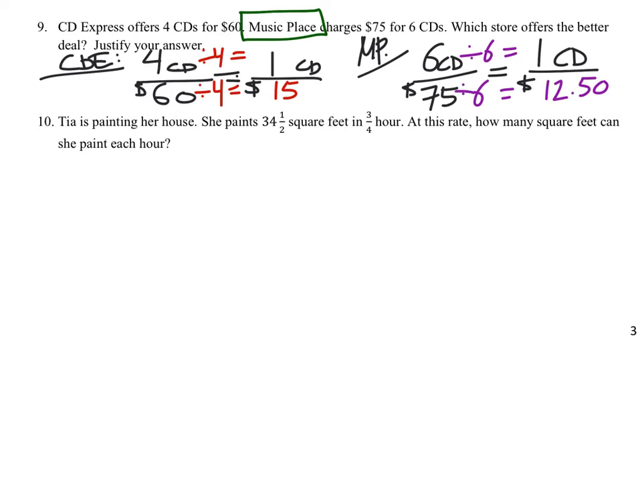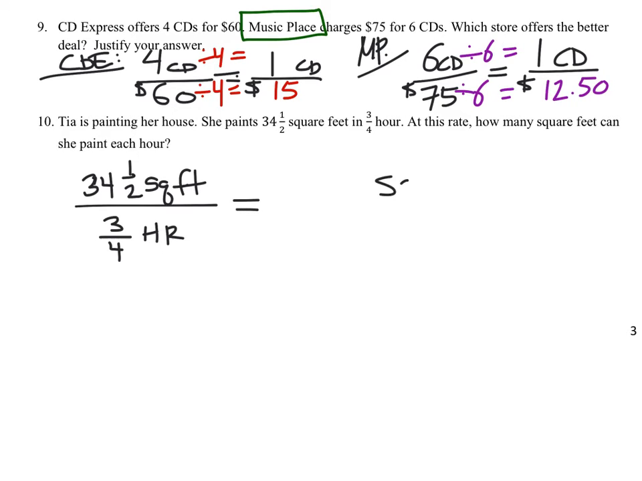Let's look at number 10 then. Tia is painting her house. She painted 34.5 square feet in 3/4 hours. At this rate, how many square feet can she paint in 1 hour? So each hour. So let's go ahead and compare these. We've got 34 and 1.5 square feet for every 3/4 of an hour. And we want to compare this. How many square feet can Tia do in 1 hour?